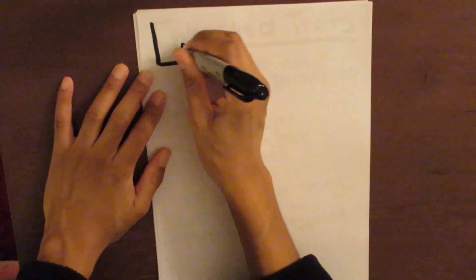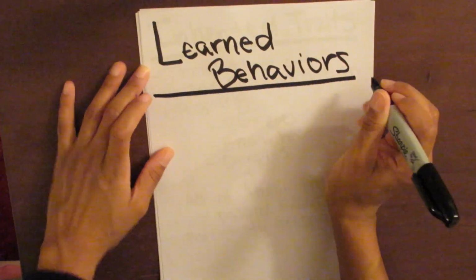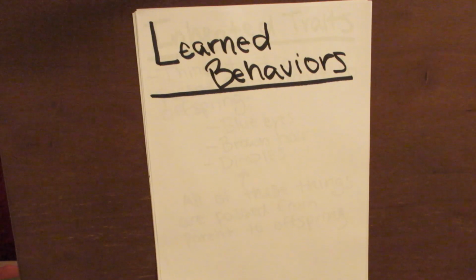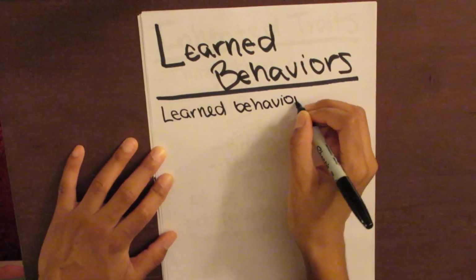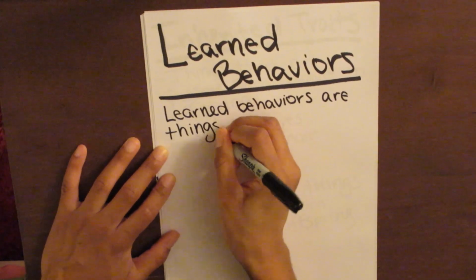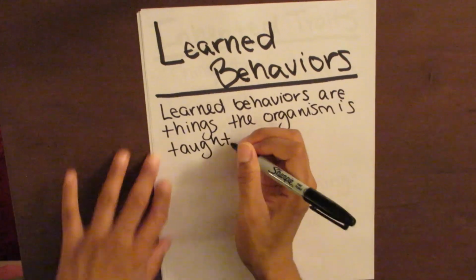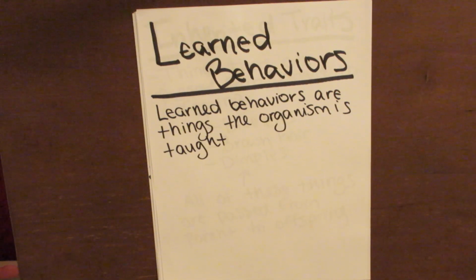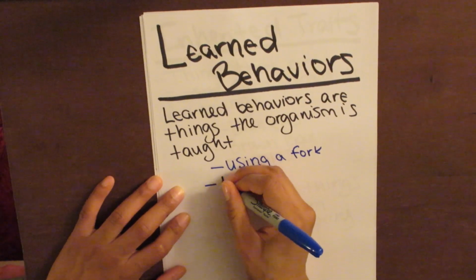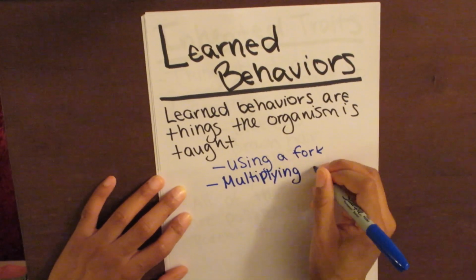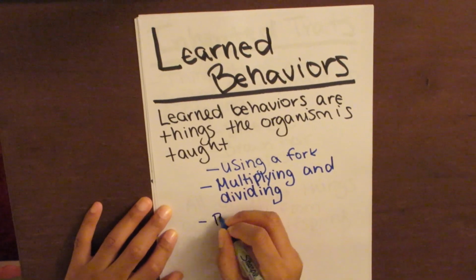Now, let's talk about learned behavior. We talked about how inherited traits are things that you get from your parents and you can't control whether you get those things or not. But learned behaviors are going to be different. Learned behaviors are things that the organism is taught. Some examples of that would be using a fork. You aren't born already knowing how to use a fork. You have to be taught that. Knowing how to multiply and divide, you learn those things when you take math class. You aren't born already knowing that. Being able to bake and cook food and make it taste good.